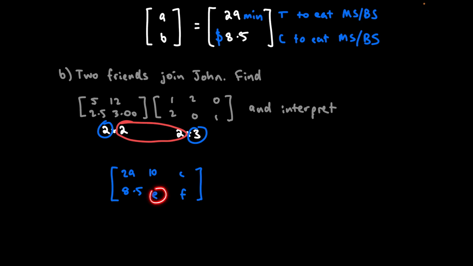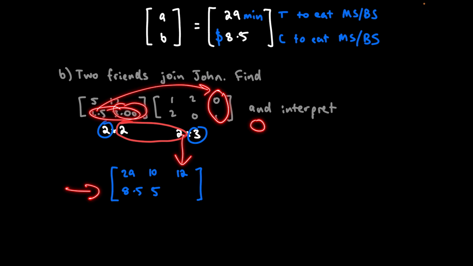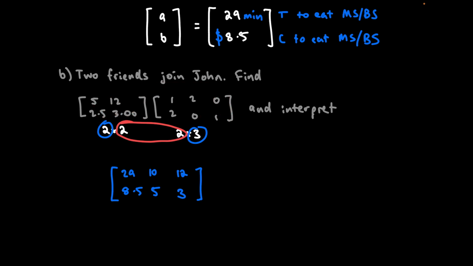Now let's work out E. E is the second row, second column. 2.5 times 2 is 5, plus 3 times 0 is 0, which is just 5. Then we can work out C and F. Let's work out C first. To work out the value of C, we need first row, third column. 5 times 0, that's just 0. 12 times 1, that's 12. So now we have 12 here. And to work out F, we do second row, third column. 2.5 times 0 is 0. 3 times 1 is 3. So the answer here is just 3.